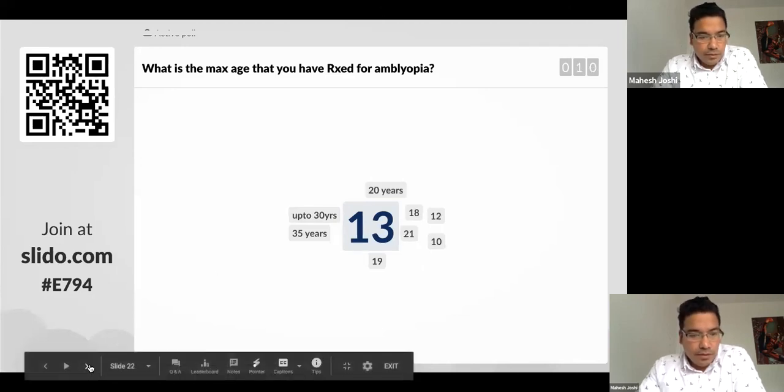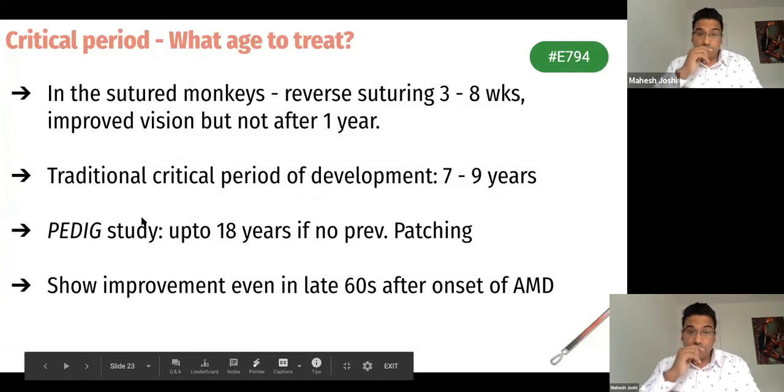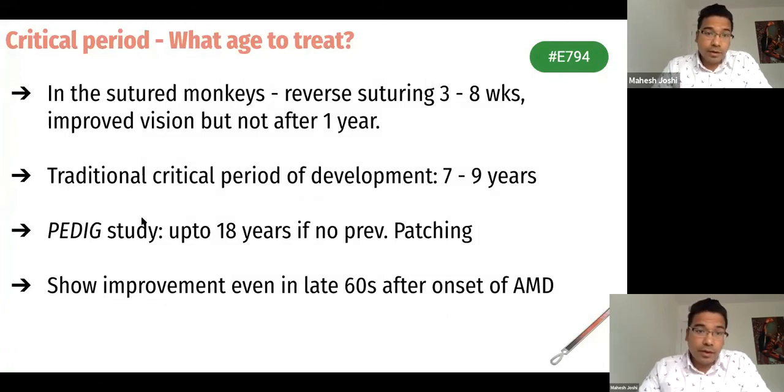We'll move on to the next one now. When we talked about in the very first few slides, I talked about how Hubel and Wiesel used suturing techniques. When they sutured one eye of the cat or monkey, they looked at the effect of visual deprivation on primary visual cortex. What they found was if you reverse suture these animals again, like for example, at the start you suture their right eye, and you looked at their primary visual cortex.